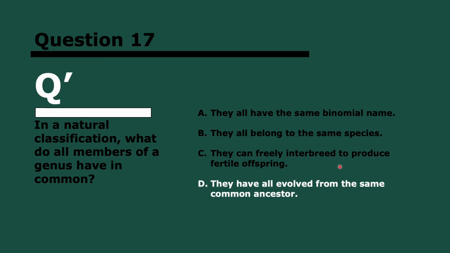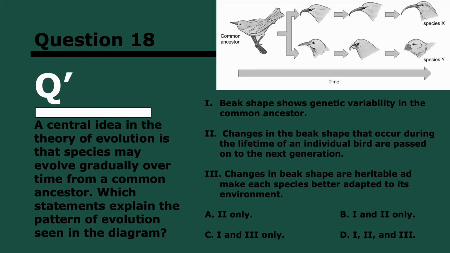And then C, they can freely interbreed to produce fertile offspring. Now, that's the definition of a species, not of a genus, right? Therefore, it's D. They all evolved from the same common ancestor. That's why they're in the same genus.